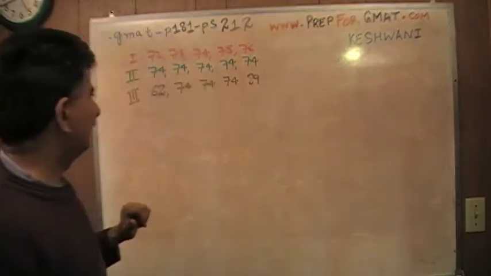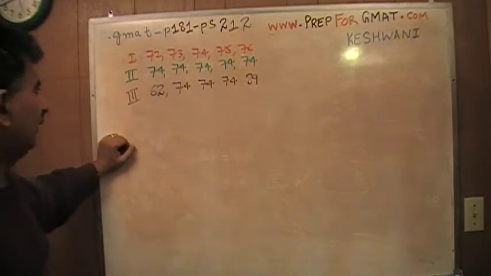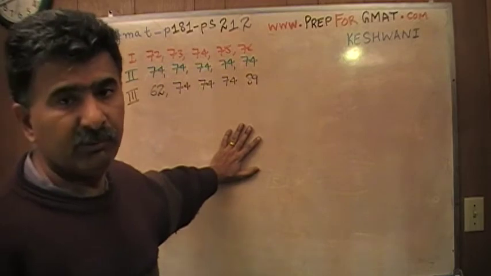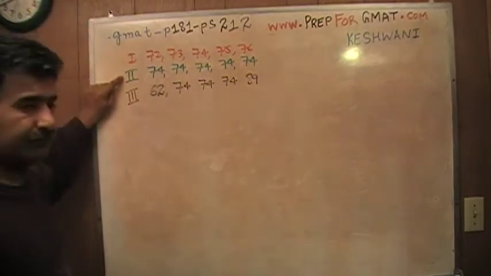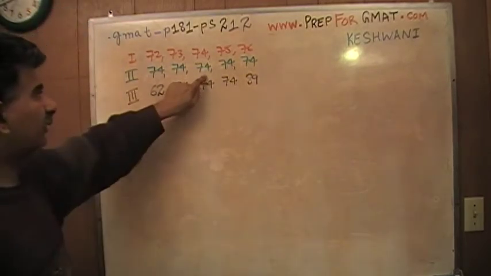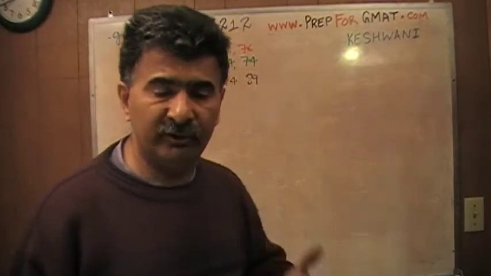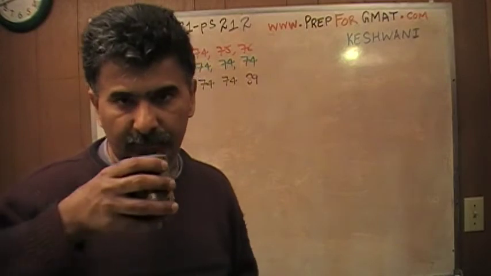If you look at the three data sets here, you should be able to spot right away one data set where there is absolutely no variation from the mean. The data set is 2. The average here is 74, and everything is 74. The standard deviation in this case is absolute 0. It does not deviate at all.